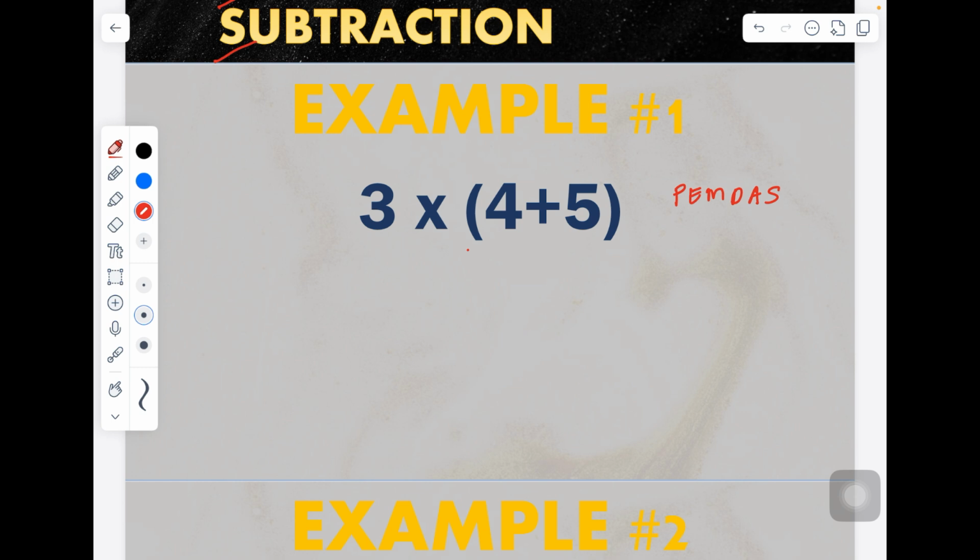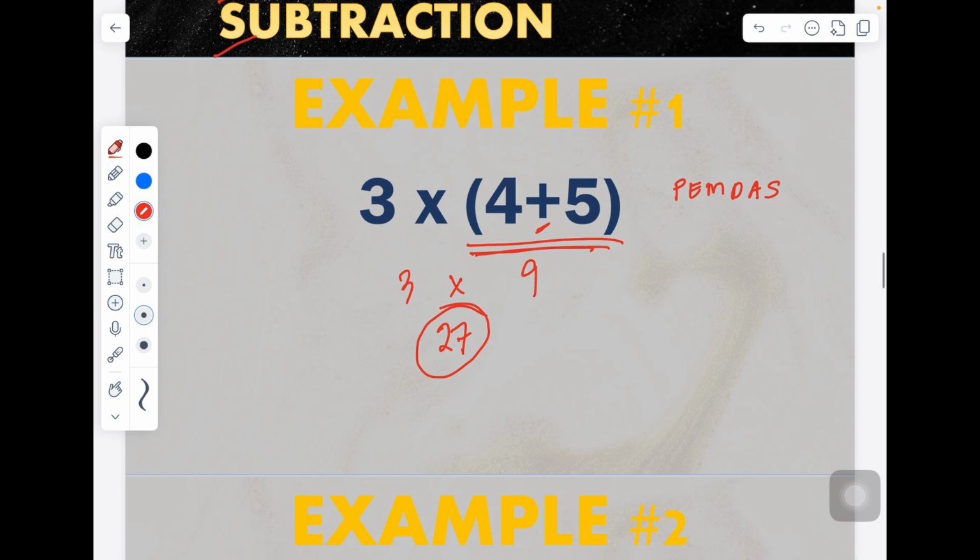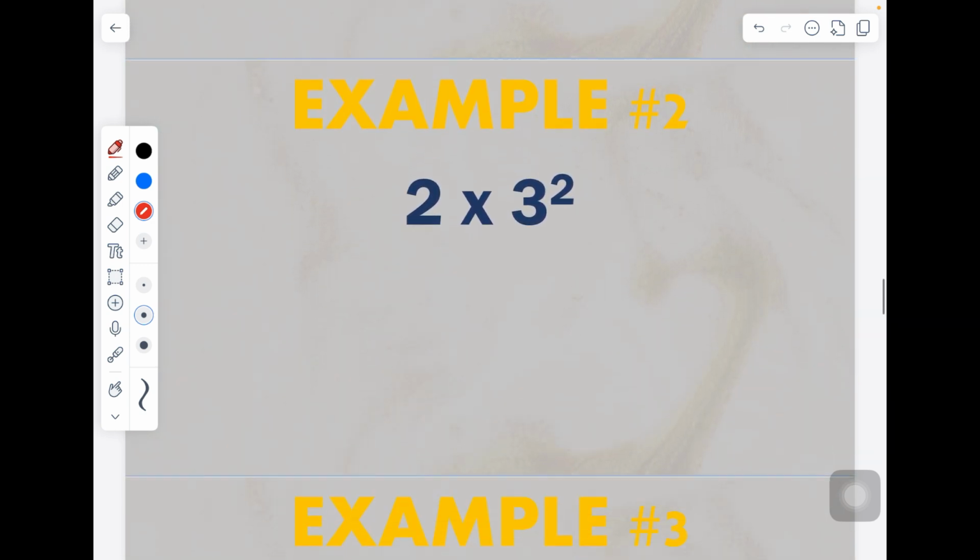Parentheses first. We see parentheses here, so let's perform the operation inside the parentheses, and that's addition. 4 plus 5 is 9. Then write down your 3 and the multiplication sign, and multiply 3 times 9, which is 27. Very simple. If you have questions, you may comment under this video.